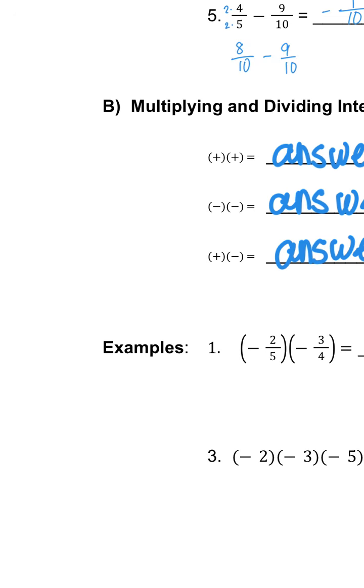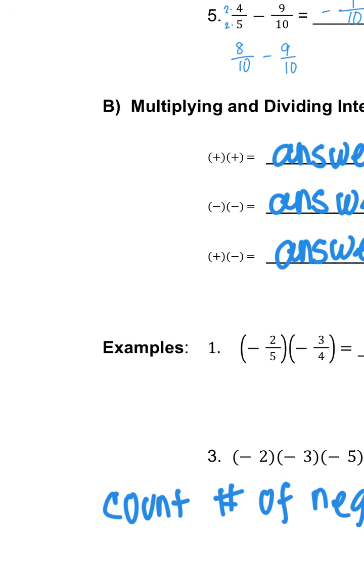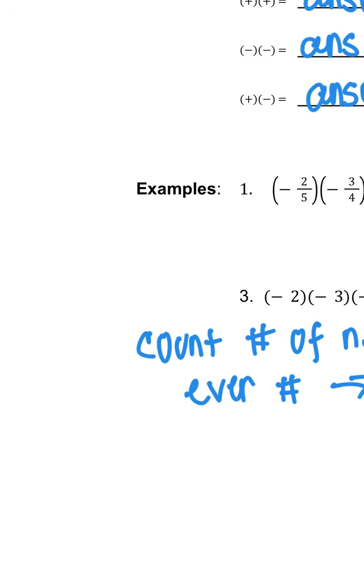Number 3. Now we have negative 2 times negative 3 times negative 5. So I want to write down a little note down here. If you have multiple negatives like this, you will count the number of negatives. Count the number of negatives. If you have an even number, your answer is positive. If you have an odd number, your answer will be negative.